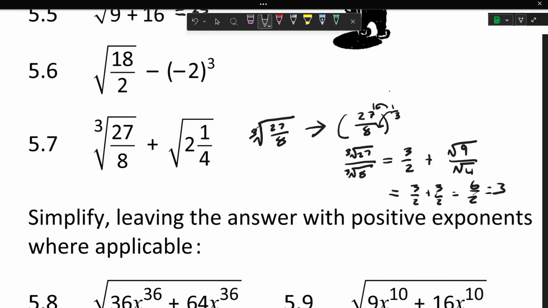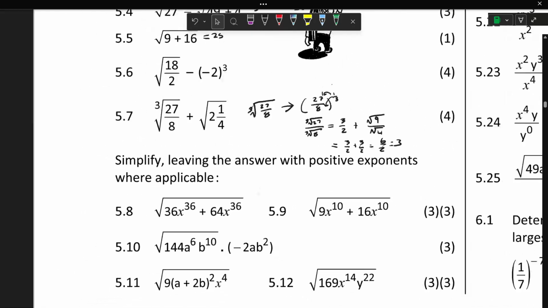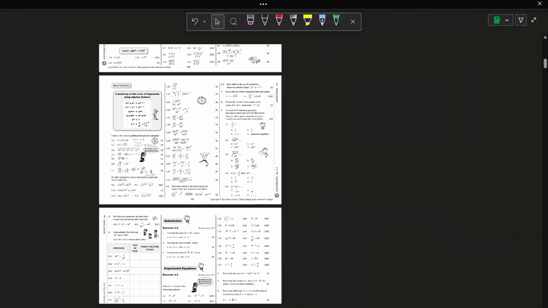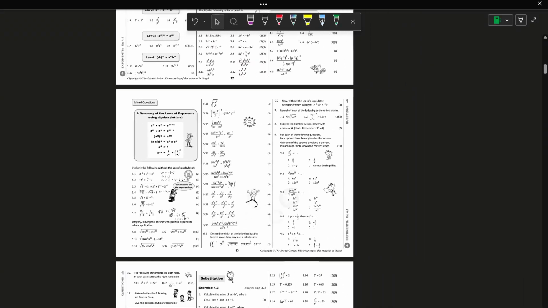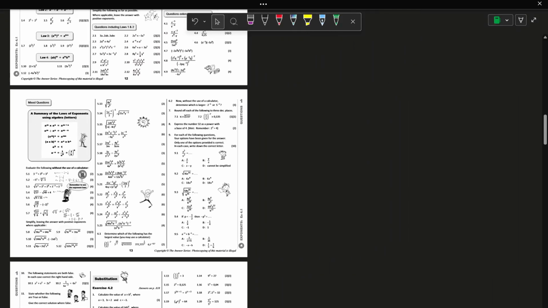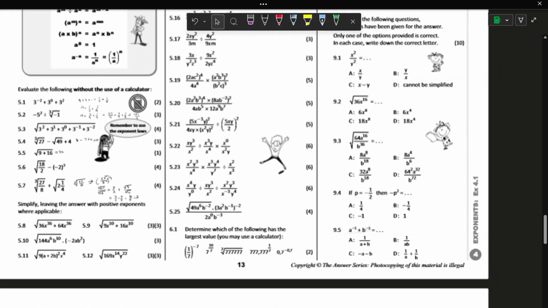So that will be 3, guys. And then let's see how much we have to do. You're preparing for your test, this is harsh here, guys.